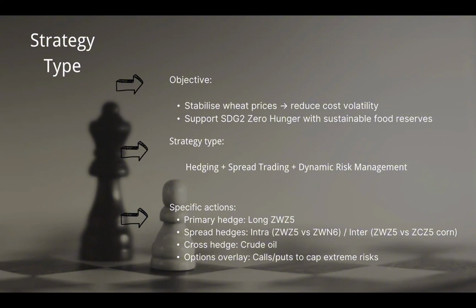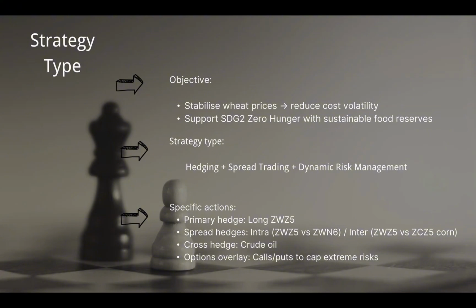Our main goal is to make wheat prices more stable and reduce cost volatility. At the same time, we also want to support SDG 2, which is about zero hunger. To do this, we use a hedging strategy with different tools. The first part is to take a long position in the December 2025 futures contract, which is ZWZ5. This helps us lock in a price forward.